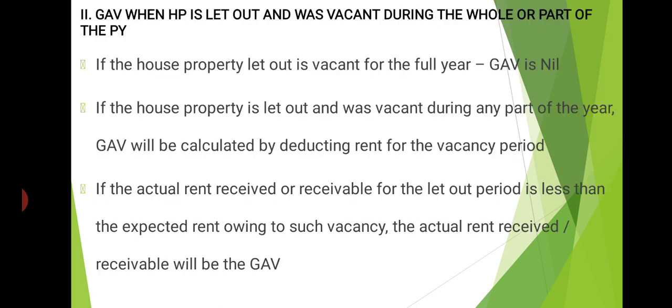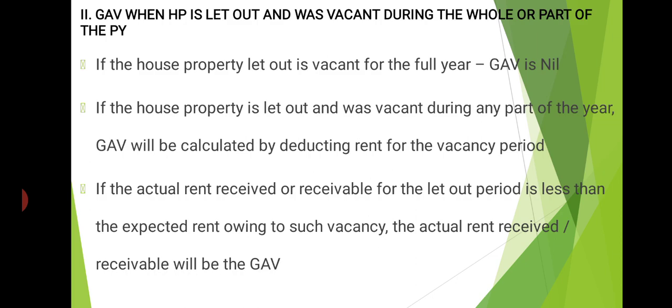Clear? The next, gross annual value when house property is let out and was vacant during the whole or part of the year. That is another situation. Once again I will repeat: gross annual value when house property is let out and was vacant during the whole or part of the year. So if the house property is let out and is vacant for the full year, gross annual value will be nil, only because there is no actual rent, nothing we have. So gross annual value will be nil.